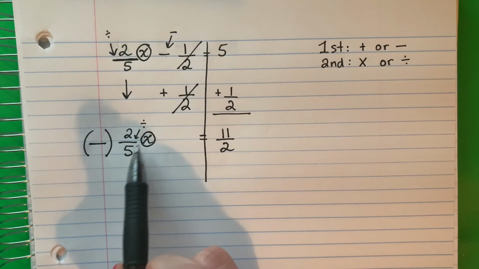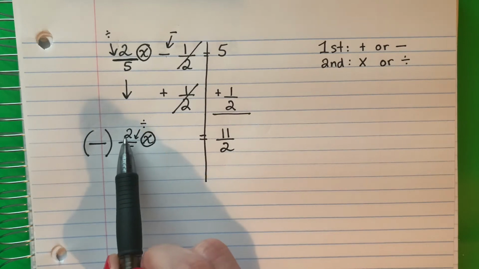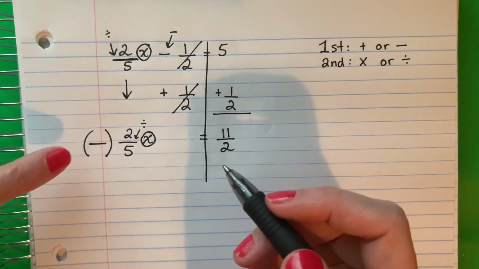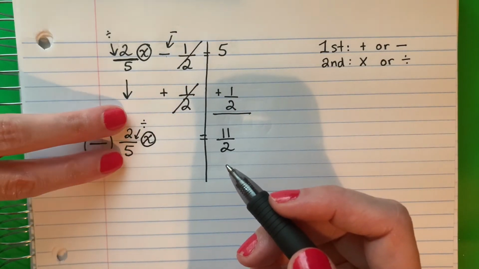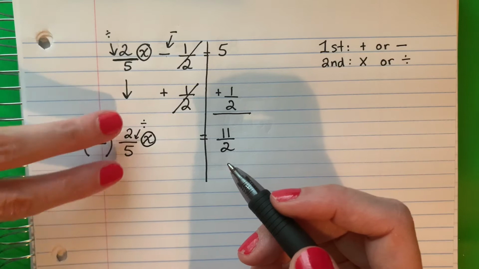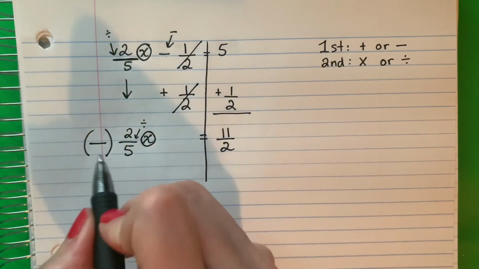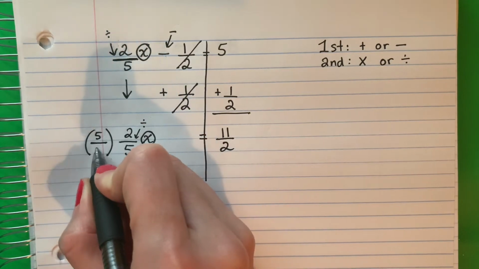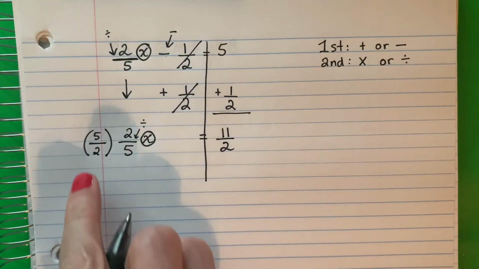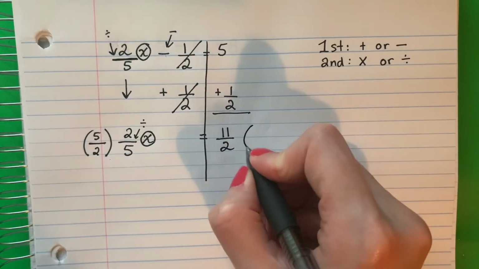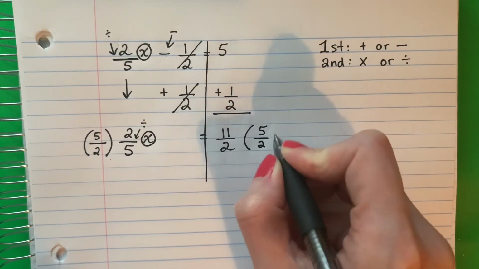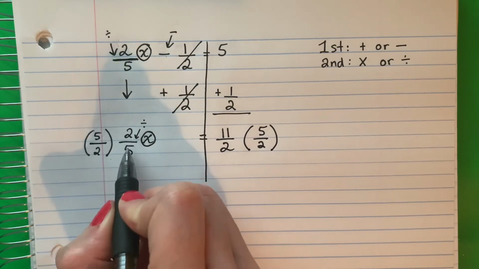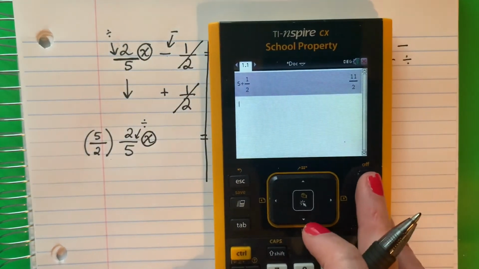Now, if you have a fraction with the variable, si hay una fracción con la letra, con el variable, I'm going to multiply, voy a multiplicar, and I'm going to switch the numbers. So 5 I will put up, and 2 I will put down. And I'm going to copy. Parenthesis, 5 divided by 2, parenthesis. 5/2 times 2/5.